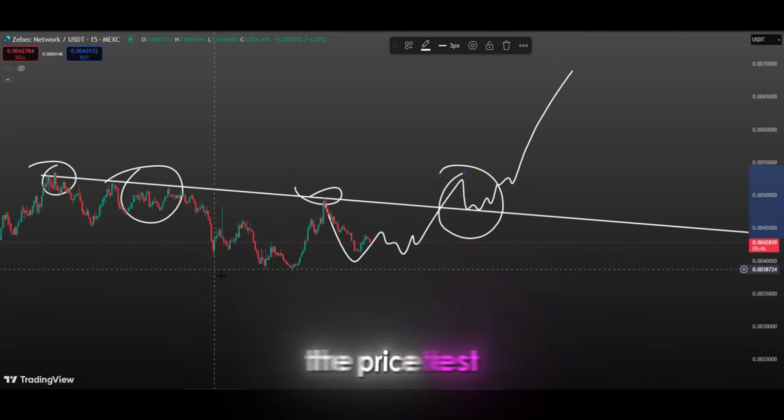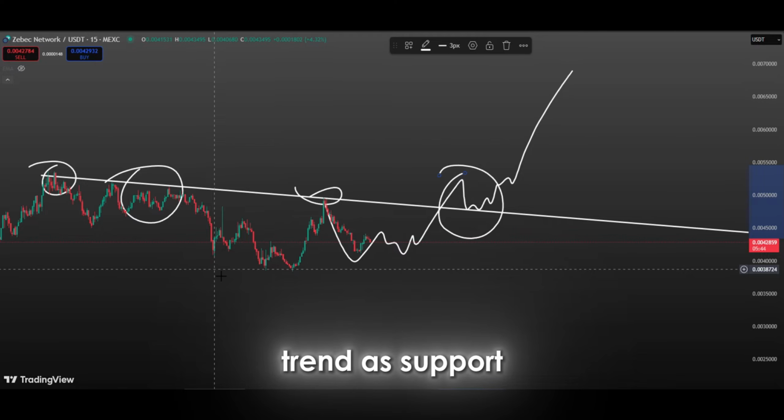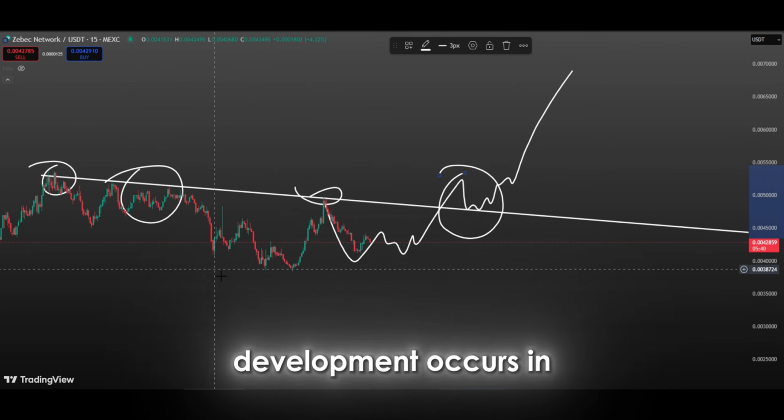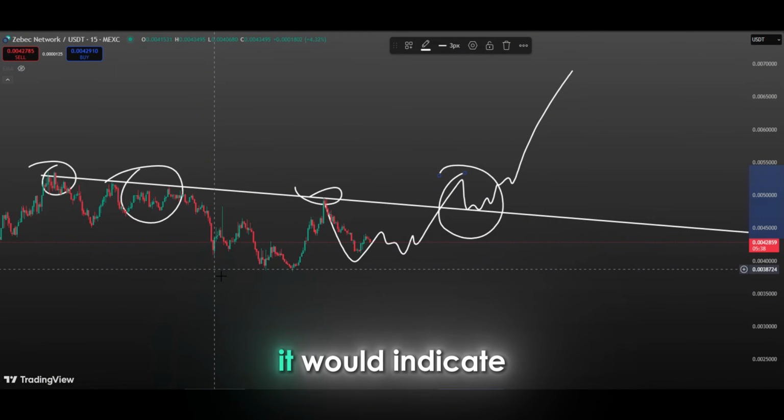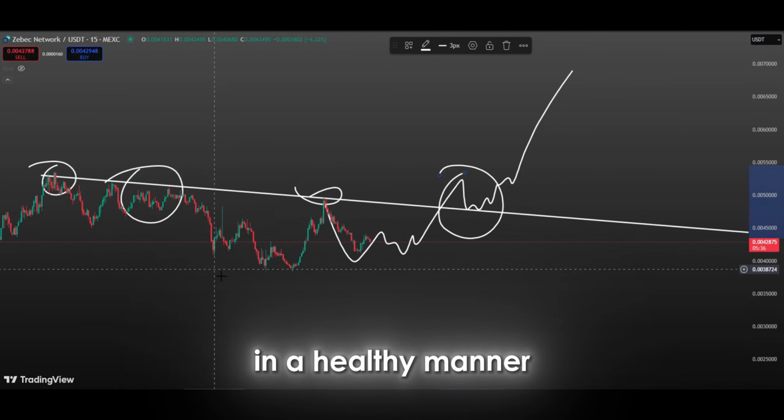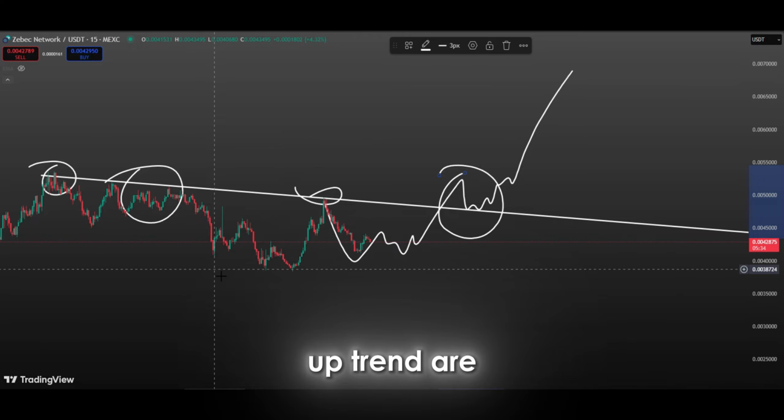In this pattern, the price tests the broken downtrend as support and then moves to higher levels with the reaction it receives. If such a development occurs in the current scenario, it would indicate that the trend reversal is happening in a healthy manner and that the foundations of a new uptrend are being laid.